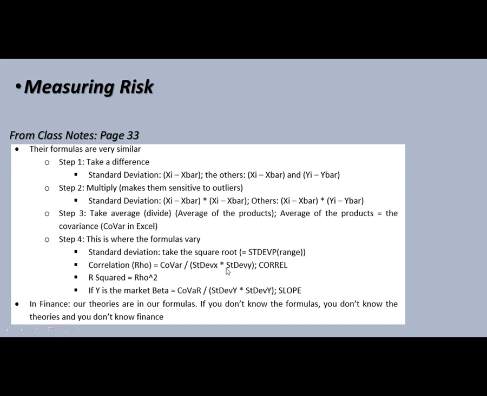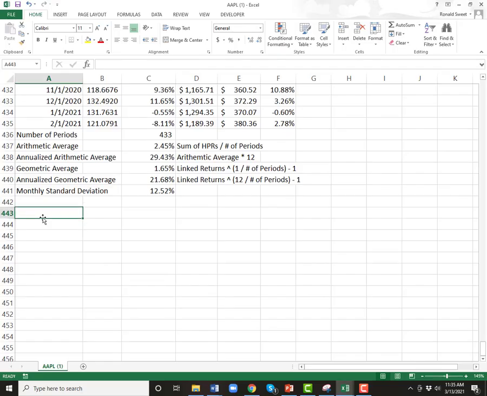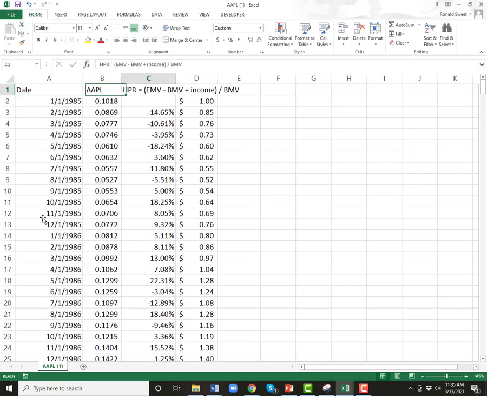Alright? So let's see if we can do these. This is something I highly recommend that you do. If you try this on your own, it's not dangerous. You could do it. You won't get hurt doing this. So let's start with standard deviation. Remember what we said with standard deviation.